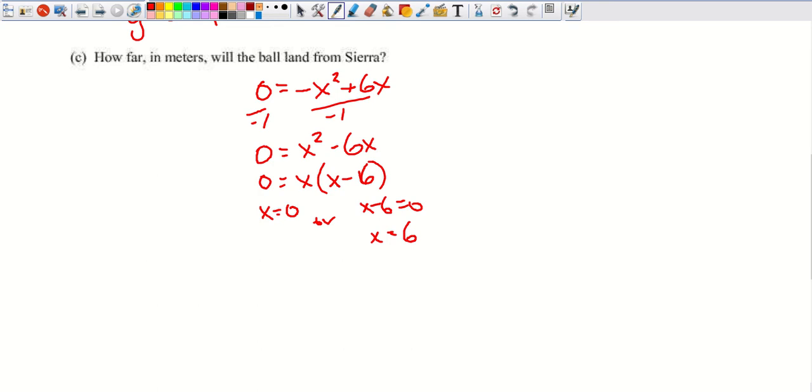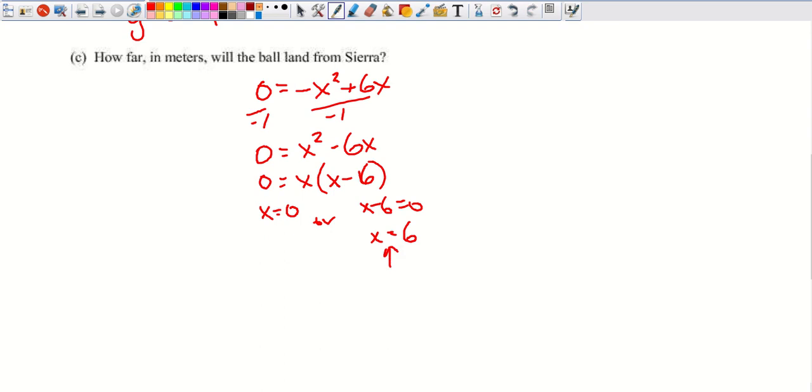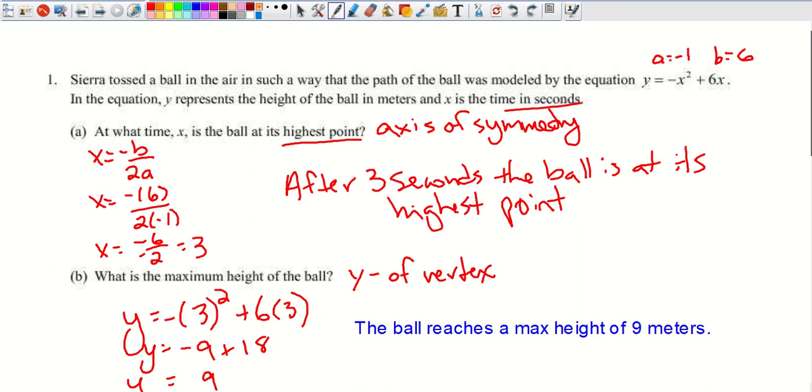Okay. So it says, how far in meters will the ball land from Sierra? Now, this is a tricky question because this tells us that the ball is going to land. It's going to take 6 seconds to hit the ground. But that's not what this is asking. This is asking how far in meters will the ball land from Sierra. So it's modeled by this equation. This represents the height of the ball.